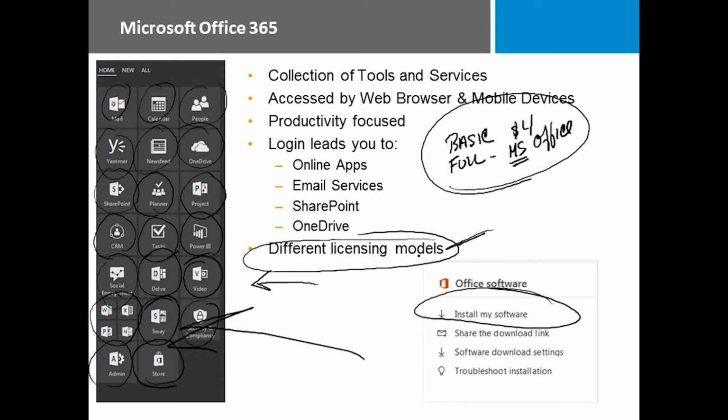But with that as well, if you even have the most basic, you need to look at Office as a big collection of tools and services. Even though you've got ones that you can pick and choose, you're always going to get the same core, which means some of the online apps, your email services, SharePoint, and an ability to use OneDrive. Now, Office can be accessed by a web browser and any mobile device.